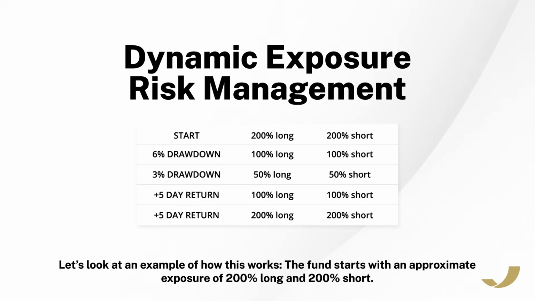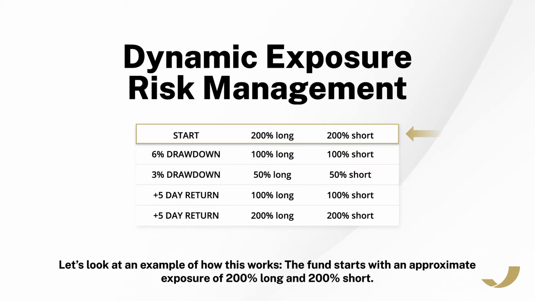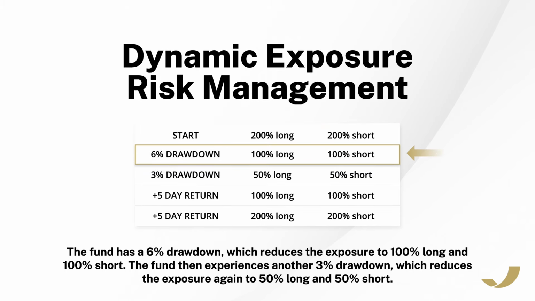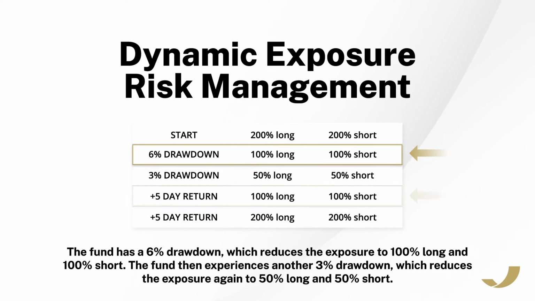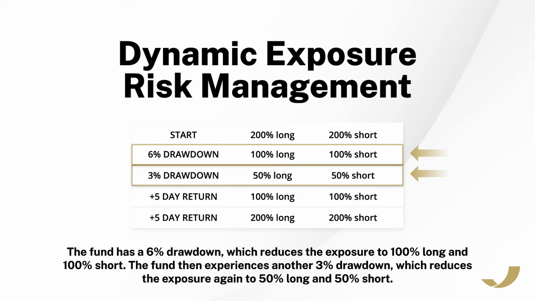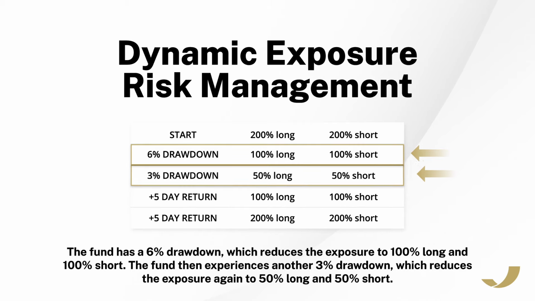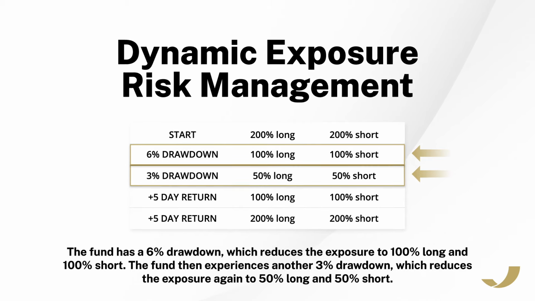Let's look at an example of how this works. The fund starts with an approximate exposure of 200% long and 200% short. The fund has a 6% drawdown, which reduces the exposure to 100% long and 100% short. The fund then experiences another 3% drawdown, which reduces the exposure again to 50% long and 50% short.